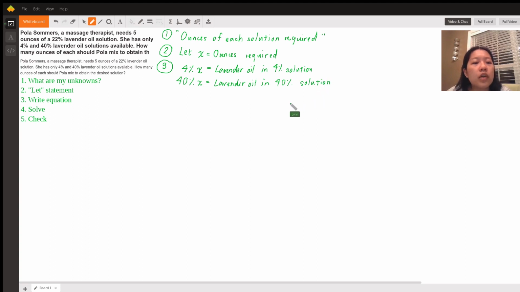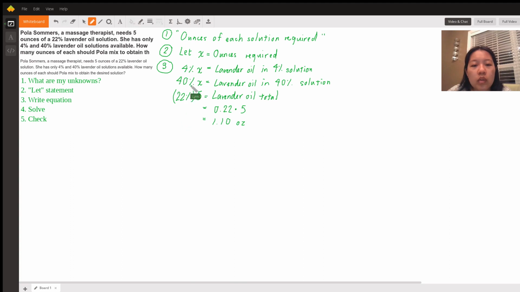And now we just need to figure out, well, how much lavender oil should there be total? That should be 22% of the 5 ounces at the end. So that's my 22%, right? Multiply by 5, which let's go ahead and write this as lavender oil total. So if we work this out, that's 0.22 times 5, which should be 1.10 ounces.